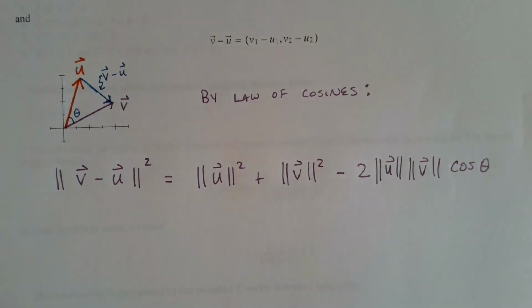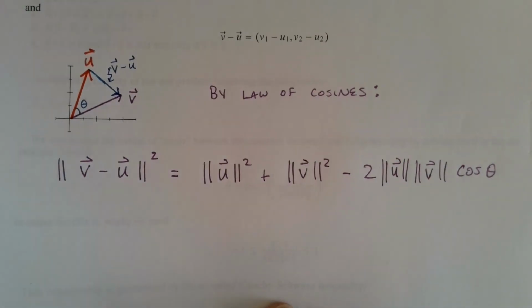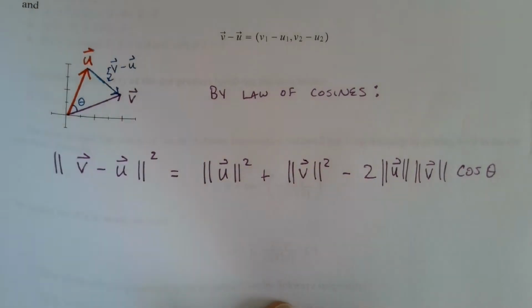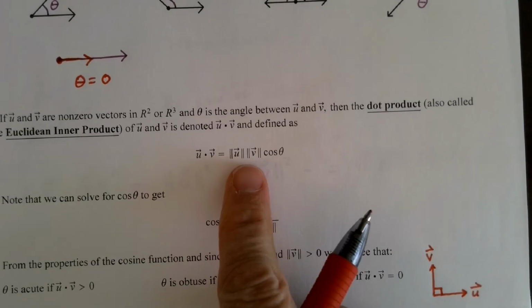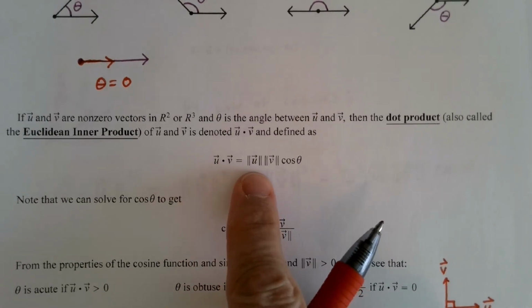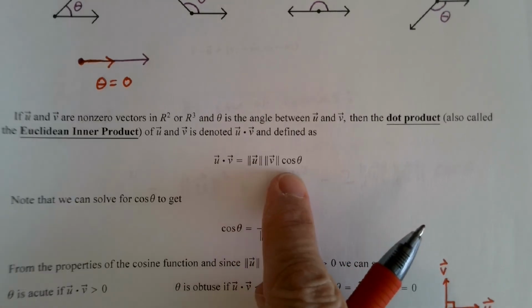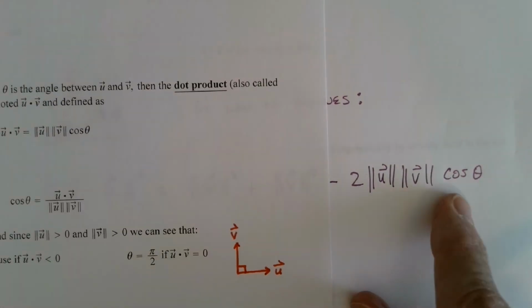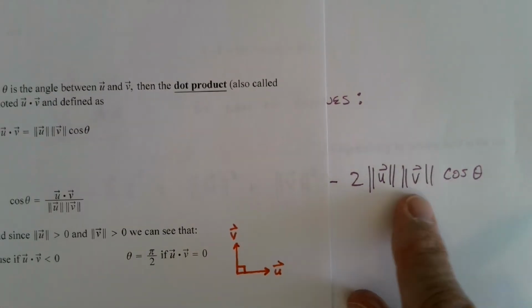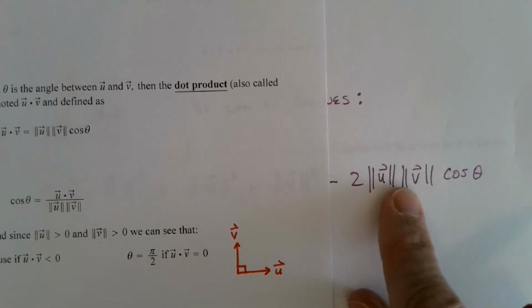So you might be wondering, what does this have to do with the dot product? So let's look at that definition of the dot product. I should have started with that, but let's take a look at that definition again. Here it is: the dot product, or Euclidean inner product of two vectors u and v, is the norm of u times the norm of v times the cosine of the angle between them. Looking at that, notice right here at the end of this equation that we have from the law of cosines, do you see it? There, right there is the dot product.